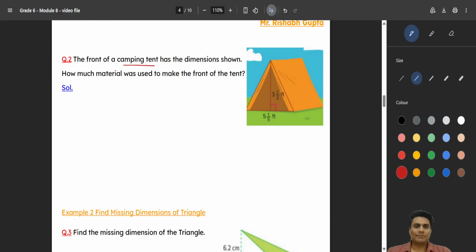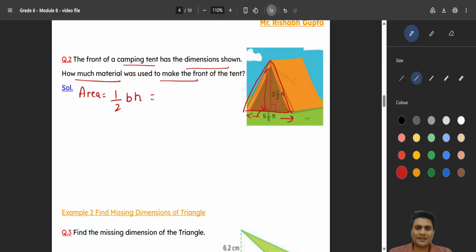Next question. The front of the camping tent has a dimension as shown. So this is a tent. If I check the front, the shape of the front is a triangle, correct? And its dimensions are given. This is the base and this is the height. How much material was used to make it? He is asking you how much material was used to make it. That is, we are talking about the area, right? How much cloth will be used to fill this area, correct? So we have to find what? Area. So area of a triangle is again the same formula, half of base times height.